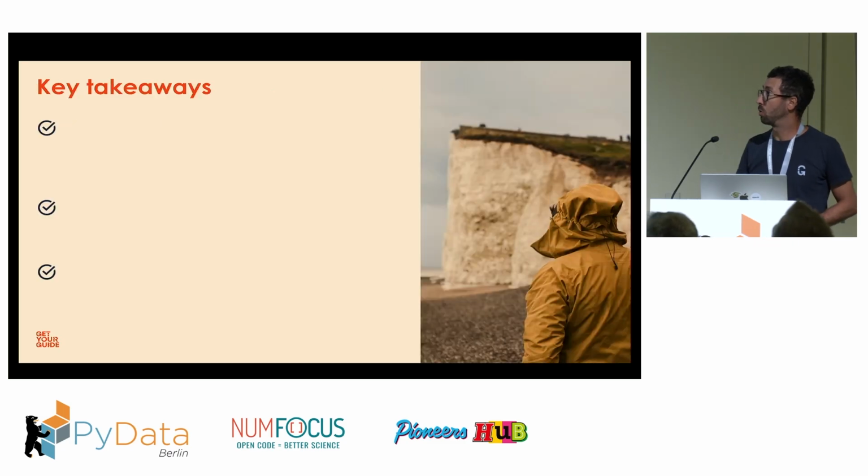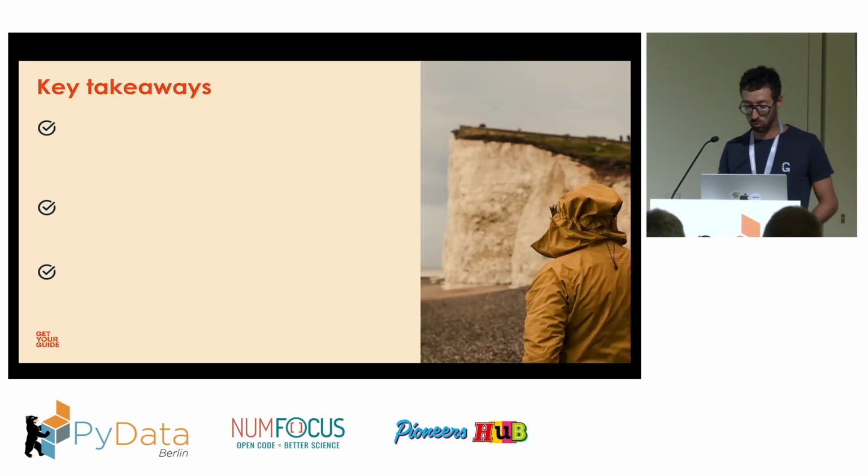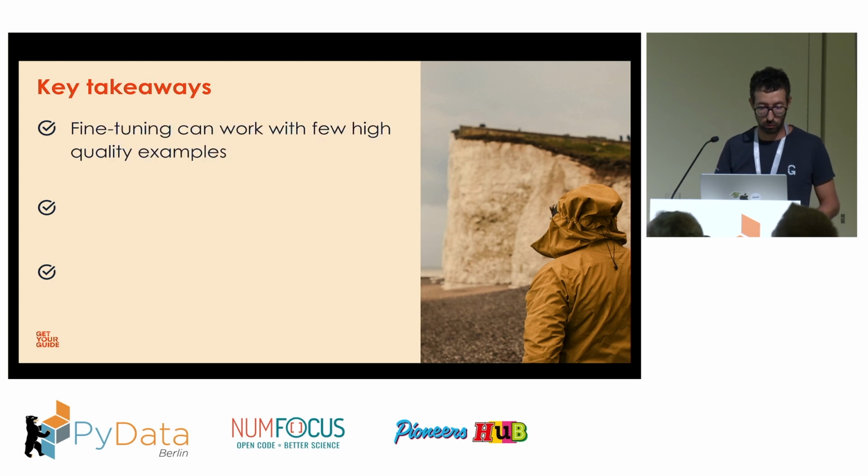Let's summarize now the key takeaways throughout the project. The first one, as mentioned before as well: fine-tuning is really a powerful tool. It can be used to adapt raw text to any other style. It can also be used for predicting fields, and it can work with really few high-quality examples.